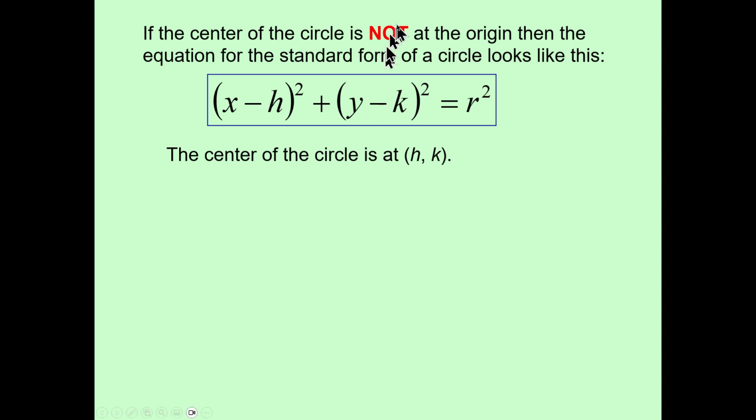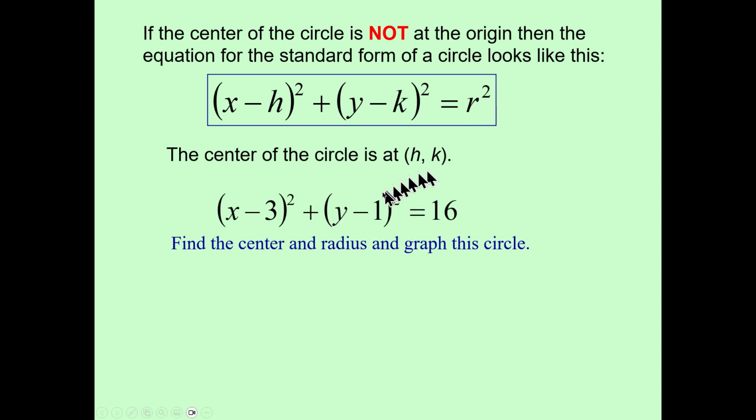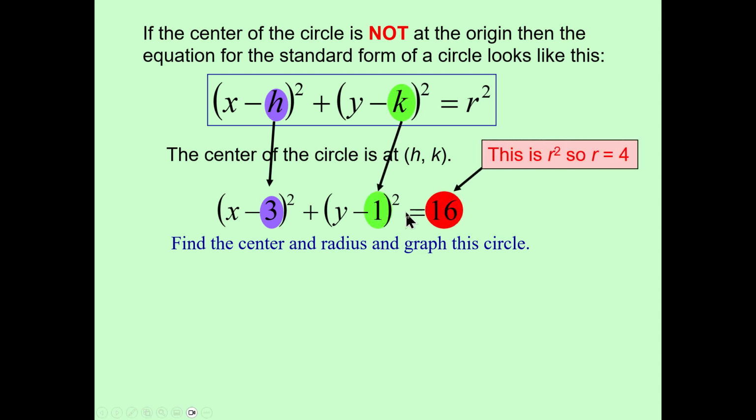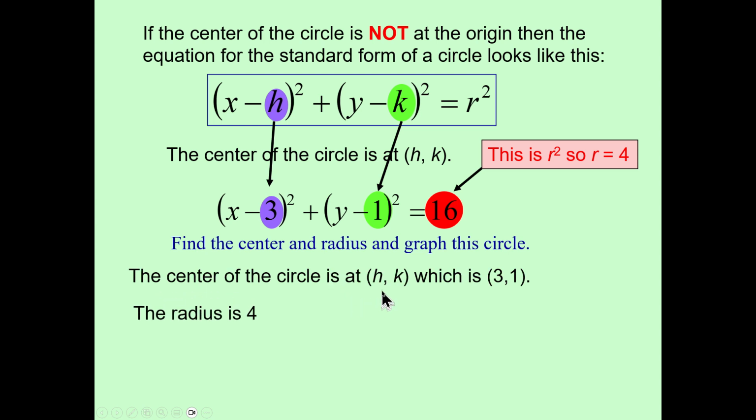Now if the center of the circle is not at the origin, you have an offset for the center in the form of x minus h and y minus k. In this case, the center of the circle is at (h, k), and the radius is r, where r squared is on the right. Given this information, identify the center and the radius. So here, minus 3 and minus 1, your h and your k. So the center of the circle (h, k) is at (3, 1), and the radius is 4.